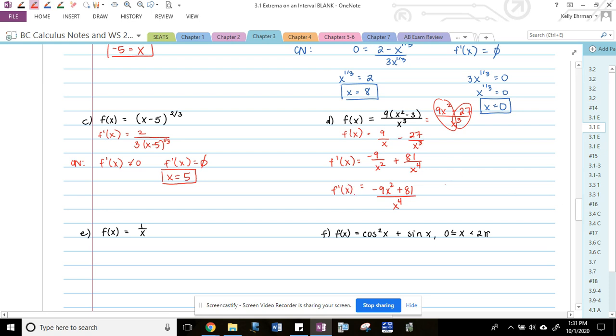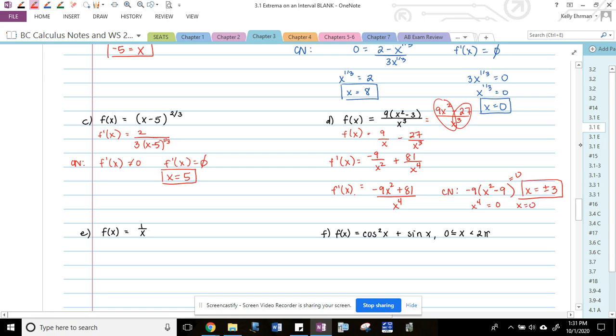Okay, so I'm going to bring my critical numbers up here. Critical numbers. Can the numerator equal 0? Let's see, we could factor out a negative 9. And that would become x squared minus 9. So when x is plus or minus 3, those are critical numbers. The derivative can be undefined when x to the fourth equals 0, when x equals 0.